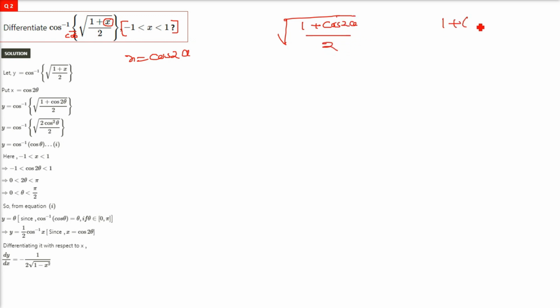1 plus cos 2 theta is simply 2 cos square theta, as 1 minus cos 2 theta is 2 sin square theta. We already know that. So 1 plus cos 2 theta is 2 cos square theta divided by 2. 2 gets cancelled. Under root cos square theta is cos theta.